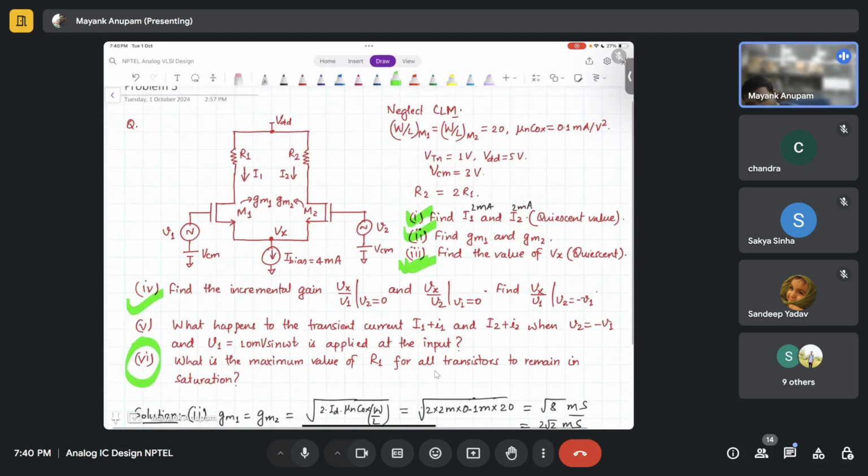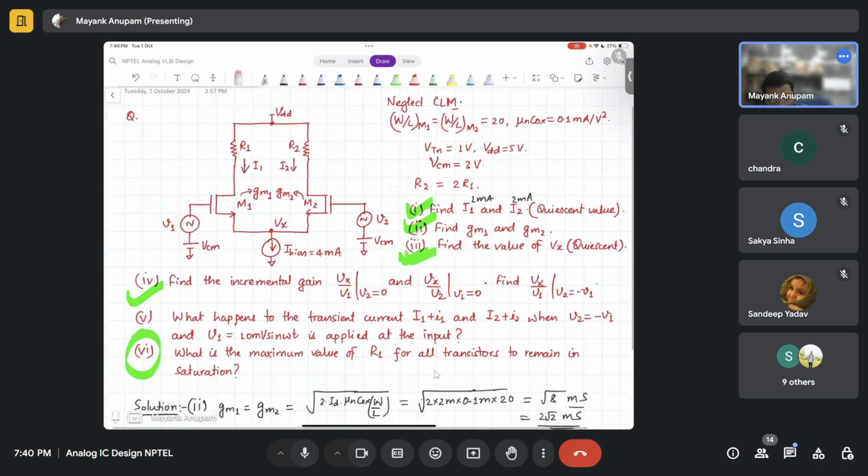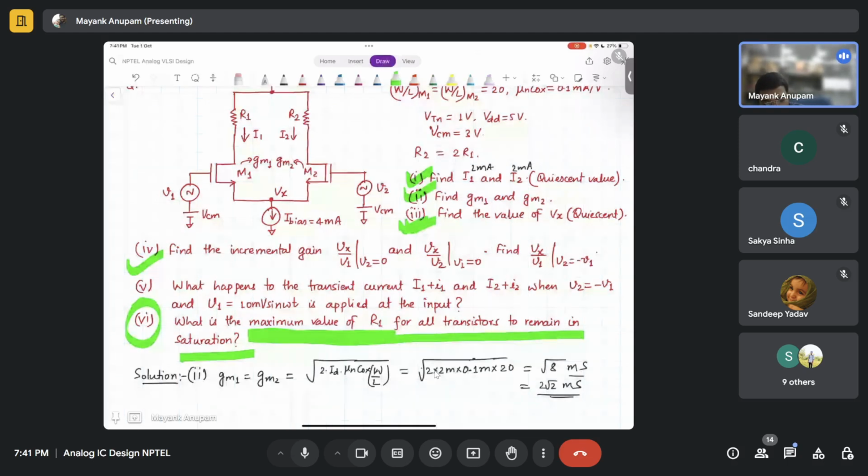So what is going to happen as R1 increases? First of all, as our friend asked in the first few minutes, how do you find out swing limits and all. Here also there's a question on what is the maximum value of R1 for all transistors to remain in saturation. So anytime you get a question where you have to find conditions on certain parameters to ensure saturation for all transistors, you have to first ask what happens if that condition is violated, or why that condition arises in the first place.